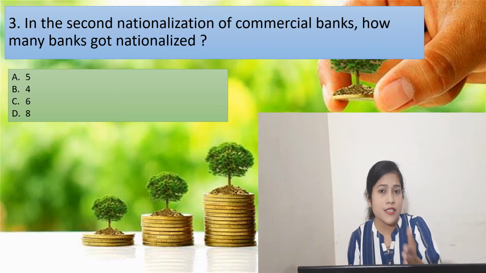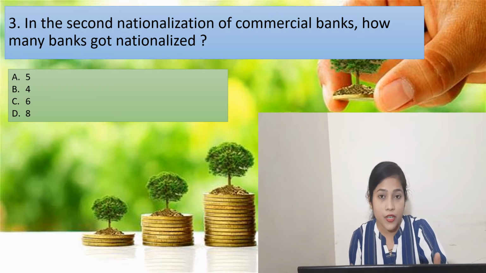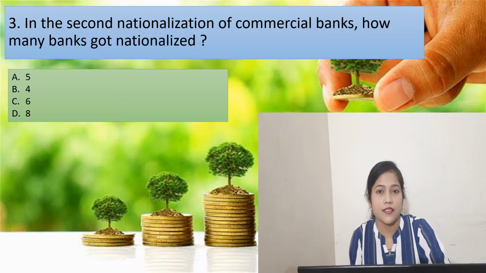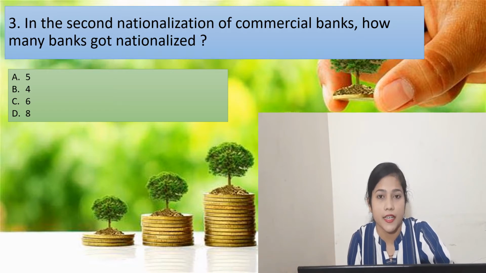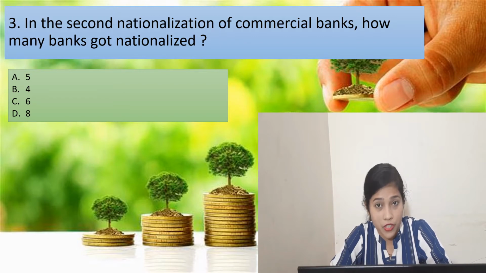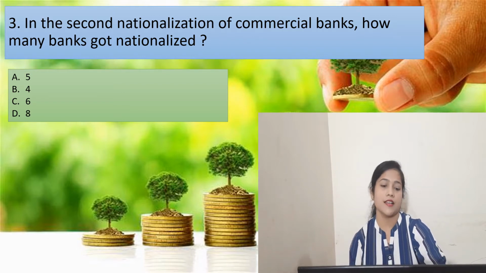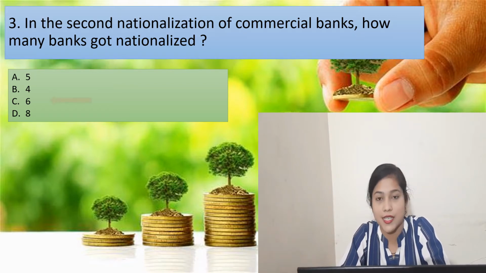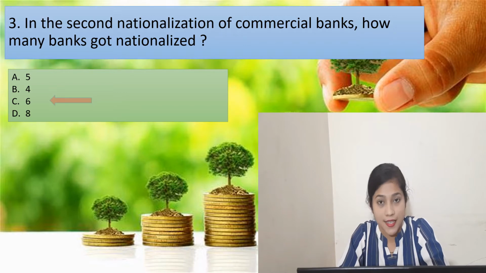The first nationalization was done in 1969, and the second nationalization was in 1980. So our third question is, in the second nationalization of commercial banks, how many banks got nationalized? The MCQ answer options are 5, 4, 6 and 8. The answer is 6.